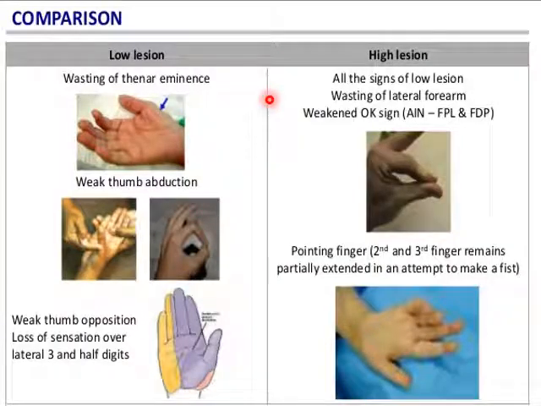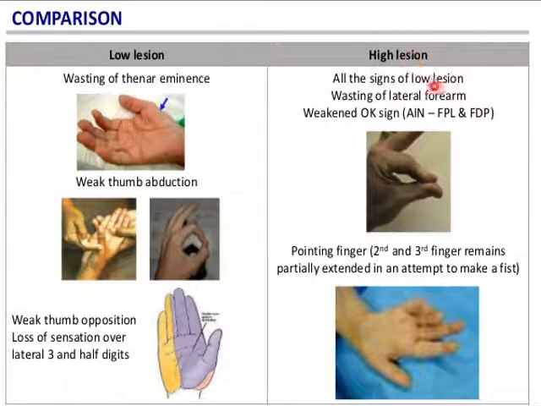Now let us see the comparison of signs and symptoms of the low lesion and the high lesion. In the low lesion, that means injury to the median nerve at the wrist and in the carpal tunnel, there is wasting of the thenar eminence, the abduction of the thumb is lost, opposition movements of the thumb are lost, and the lateral 3.5 fingers sensations on the palmar surface are also lost.